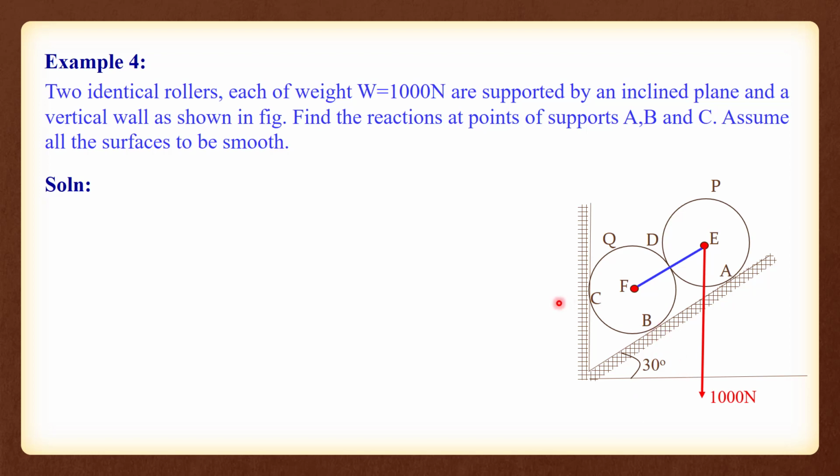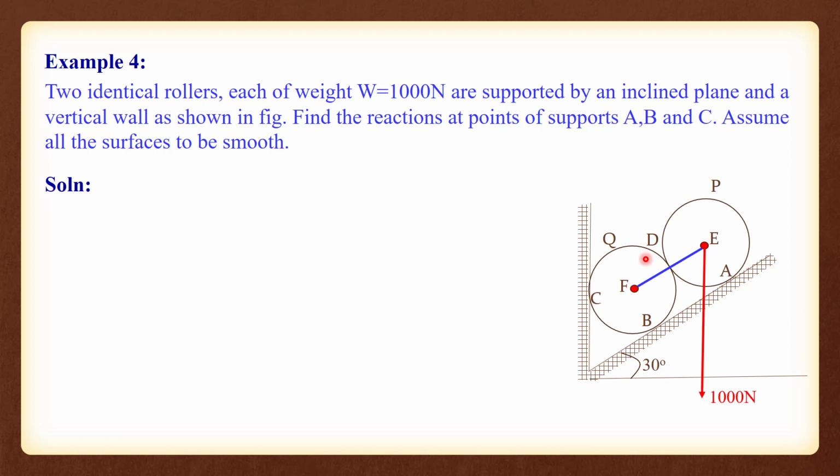One is RB, the second one is RC, and the third one is the reaction at D. So there will be three unknown forces when you consider the roller Q. If you are considering the roller P first, you need to solve for two unknowns, but if you are considering the roller Q, you need to solve for three unknowns.